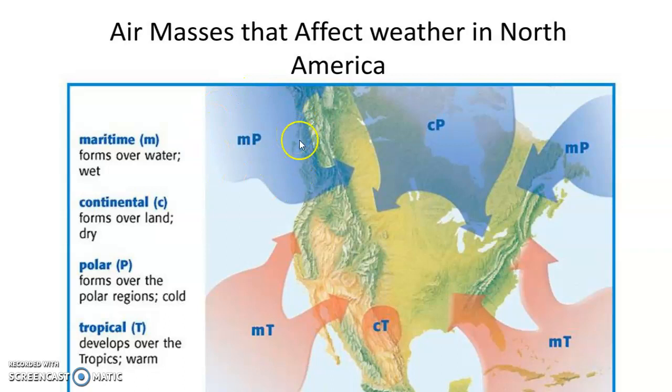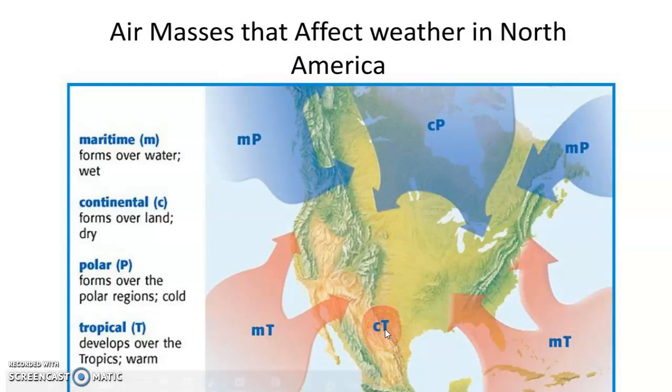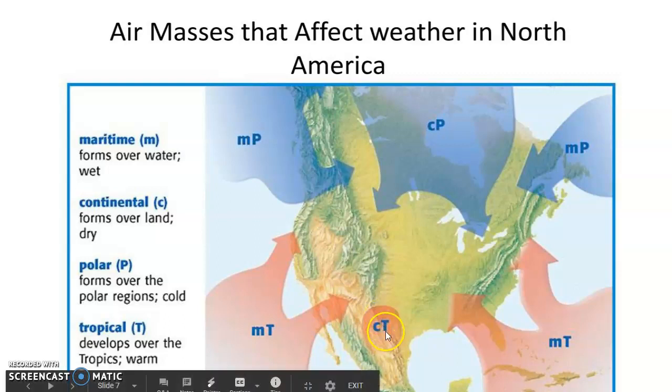Now let's look at another example. Let's look at the one right here, cT. Obviously the c is lowercase, which means it's going to tell us something about the moisture content. And we know that c stands for continental, which means that it was formed over land, so it's probably dry. And T is uppercase, which means it has to do something with temperature. And T we know stands for tropical, which means it developed over a tropical region, so it's probably warm.